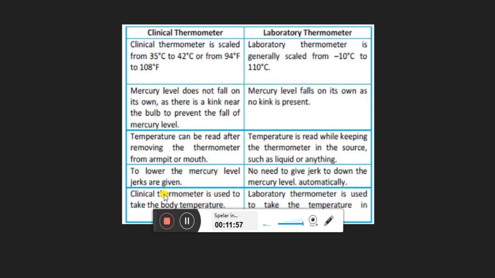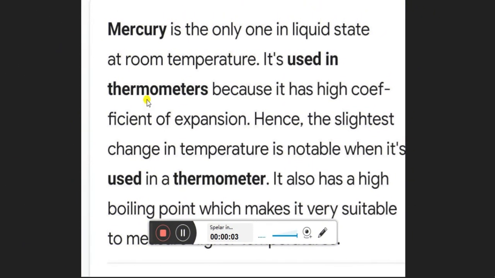Then the next one: the clinical thermometer is used for body temperature, and the laboratory thermometer is used to take the temperature in the lab. Now children, I want to clear one thing: why is mercury used in the thermometer? First, mercury is the only metal which is in the liquid state at room temperature. That means at normal temperature it will remain in liquid form. Another thing is that it has a high coefficient of expansion. That means with a slight, minute change in the temperature, it will start expanding itself. So it can be used for temperature measurement in the thermometer.